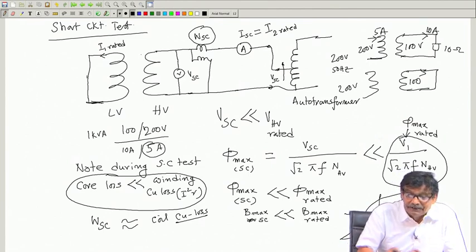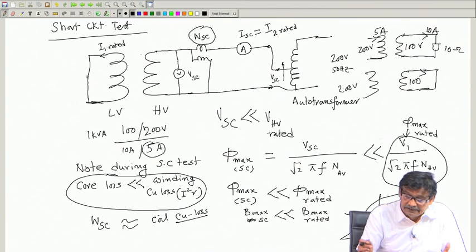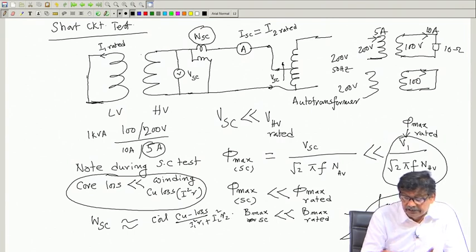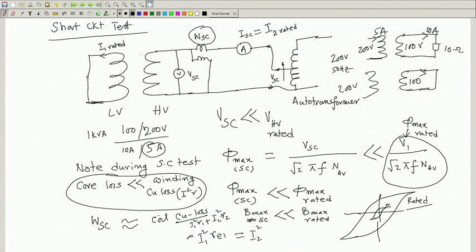So, copper is used to make the primary and secondary, and copper loss will be I1 square R1 plus I2 square R2, and you must understand by this time this is same as I1 square Re1, if you express everything in terms of I1, and which is same as I2 square into Re2. This portion, I think I told you, you can easily show. So this is the thing.